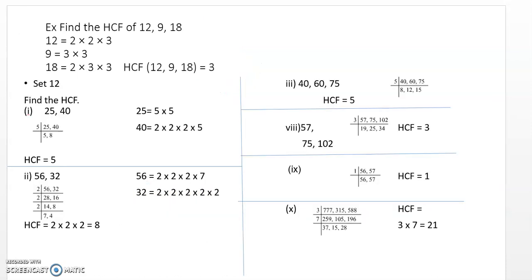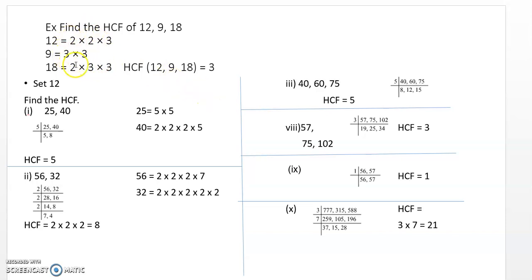Now we move to the next. So this is set 12, it is given. I have shown one more example. If 3 numbers are given, okay, 12 it is here. So what are the prime factors? That is 2 into 2 into 3. You have to write like this. Then 9 it is 3 into 3. Then 18 will be like this. So what is the HCF in between these 3? Which is common? 3 is common. So that you have to write.